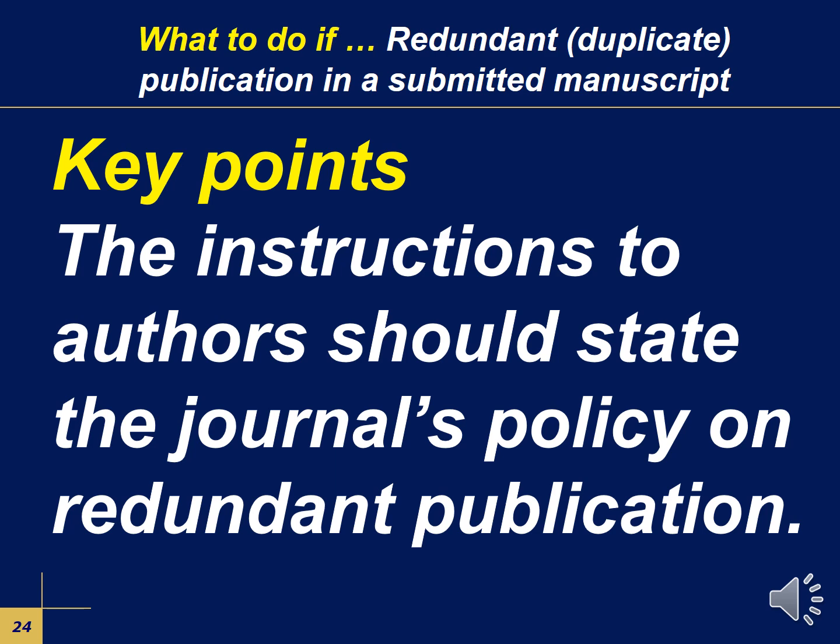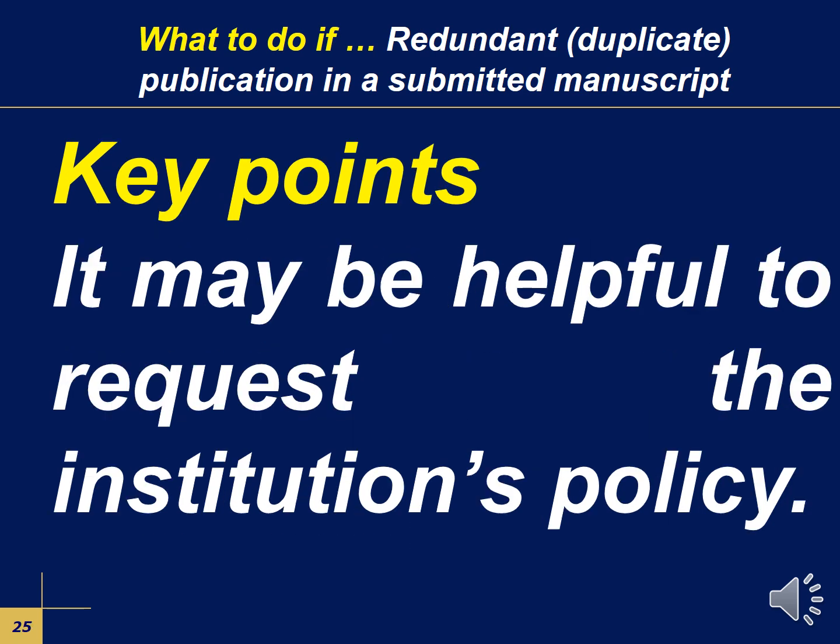The instructions to authors should state the journal's policy on redundant publication. If I am the editor or the publisher, I should have a clearly defined policy on redundant publication, and it should be available on the website of my research journal. Clearly define your policy. It may be helpful to request the institution's policy also, because research policy is with each and every institution nowadays.